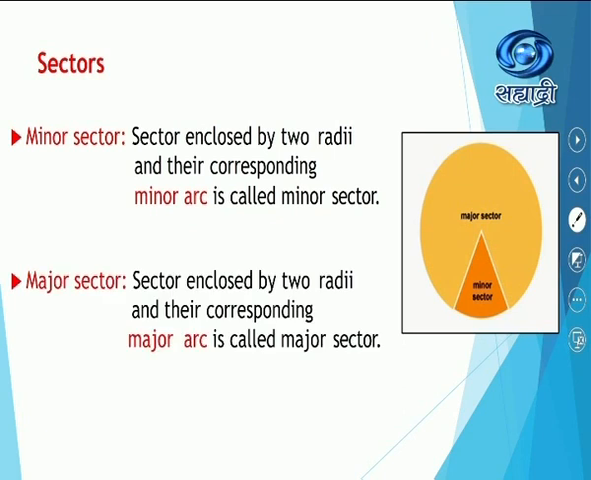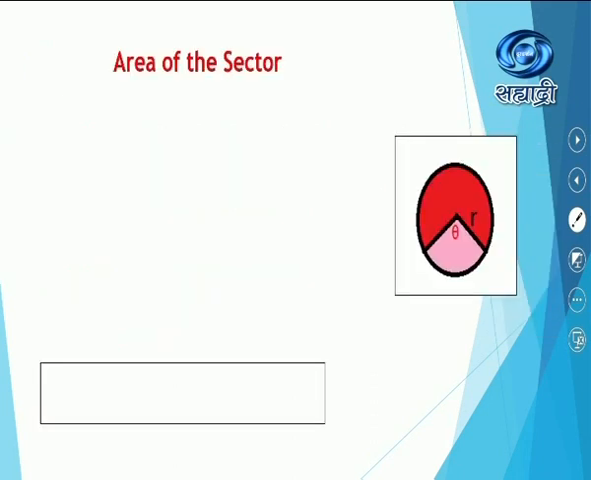And next is major sector. The sector enclosed by two radii and their corresponding major arc is called major sector. So here are the two radii of the circle and this part which is the arc, and therefore the total part is known as the major sector. Now we will calculate the area of the sector.